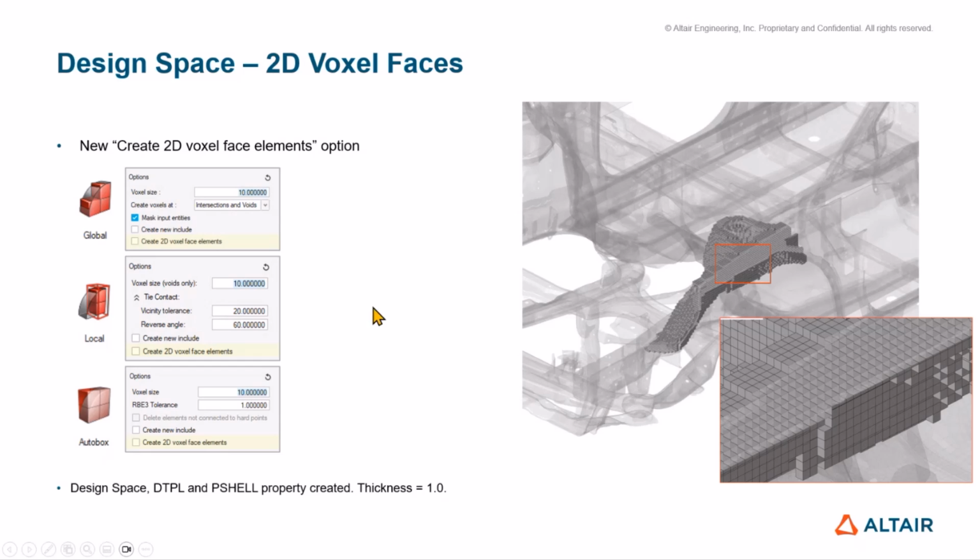We set up the DTPL and the P shell. I think the thickness is set to 1 by default. All you have to do is assign a material and you're essentially run ready, or set up the responses, objectives, and constraints. So it's another option there to run topology.